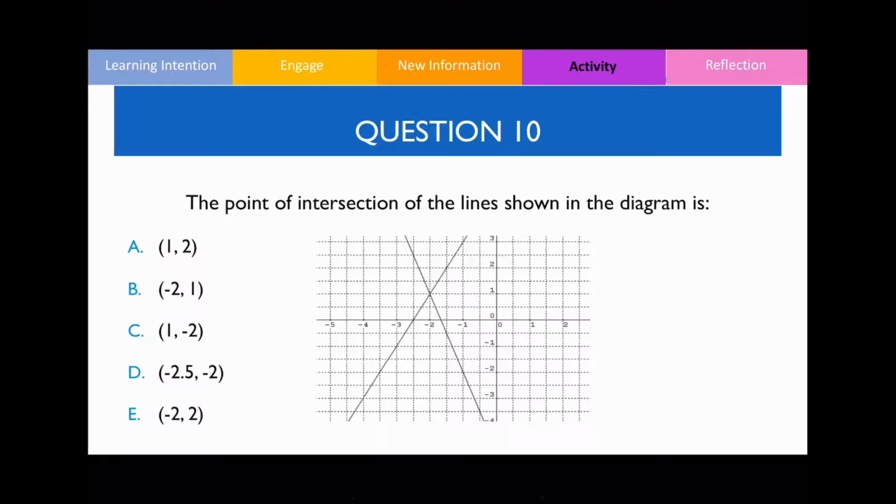For question 10, all you're simply doing is just reading off the graph. So in this case here, this is where the point of intersection lies. And we can see that the x value is equal to -2, your y value is equal to +1. Hence, B will be the correct answer.